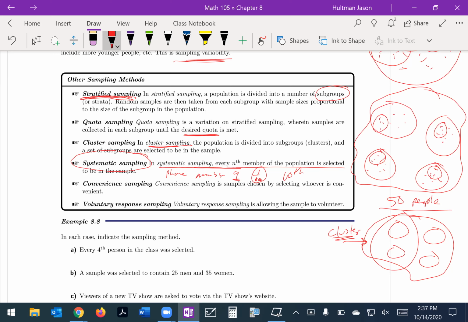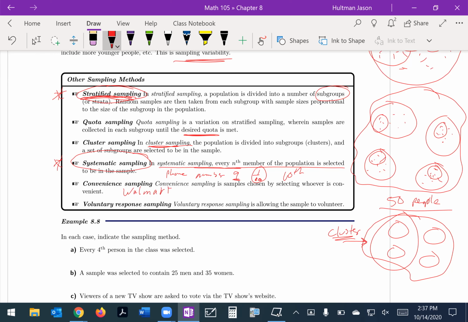Okay, those are good. These 2 are good. This one's excellent. Convenience sampling, not so good. Why is convenience sampling bad? Because convenience sampling is simply chosen by selecting whoever is convenient. Again, this is the Walmart example.